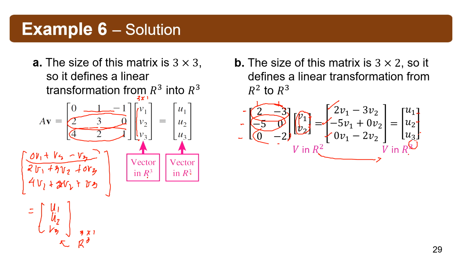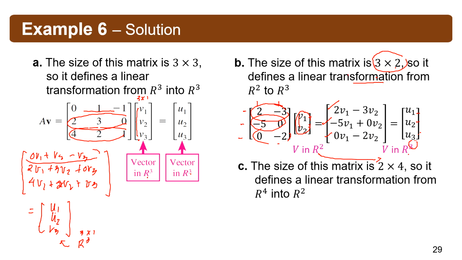Okay, so the theorem says that if you have a 3 by 2, what will happen to the transformation will be from R2 to R3. So in here, the size is 2 by 4. So the transformation will be from R4 to R2. Just have to reverse that one.